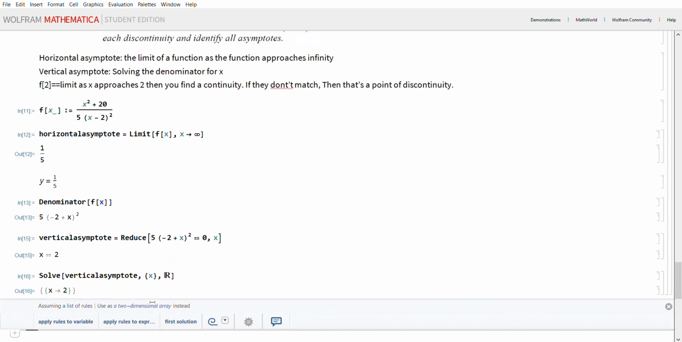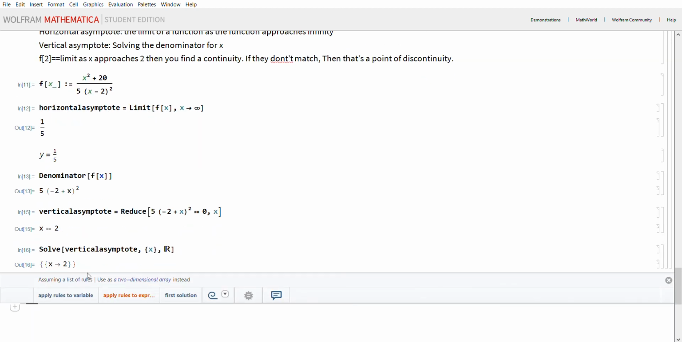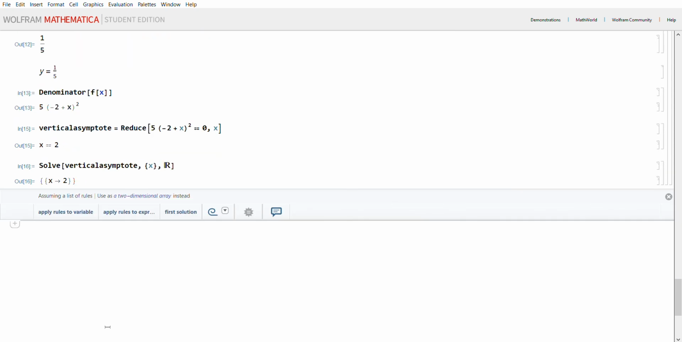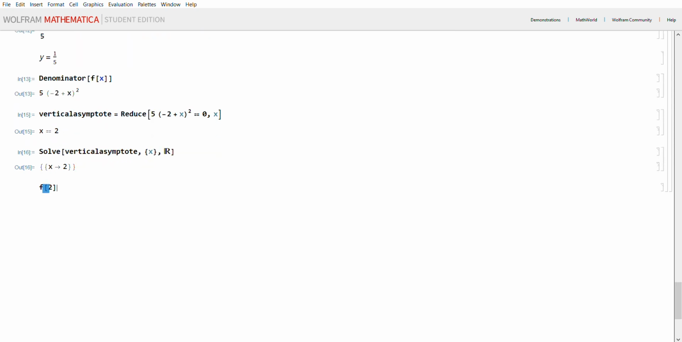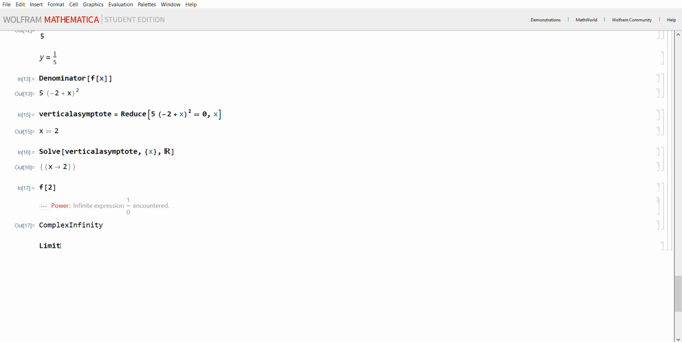So now let's go ahead and check if this function is continuous or not at this point of x equals 2. So let's first find out what the value of f of 2 is. We get complex infinity. If you hover over and press on the I, it gives you extra information. What is complex infinity? It's like when you divide 1 over 0, basically undefined. So we know that the functional value at 2 is undefined. We right off the bat know that it's not continuous at this point.